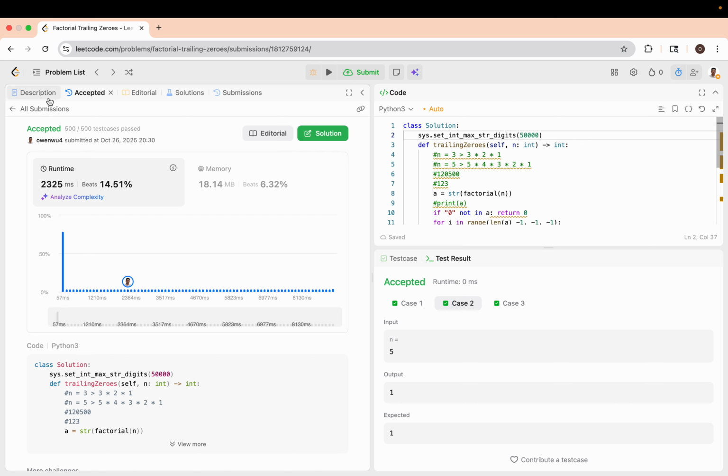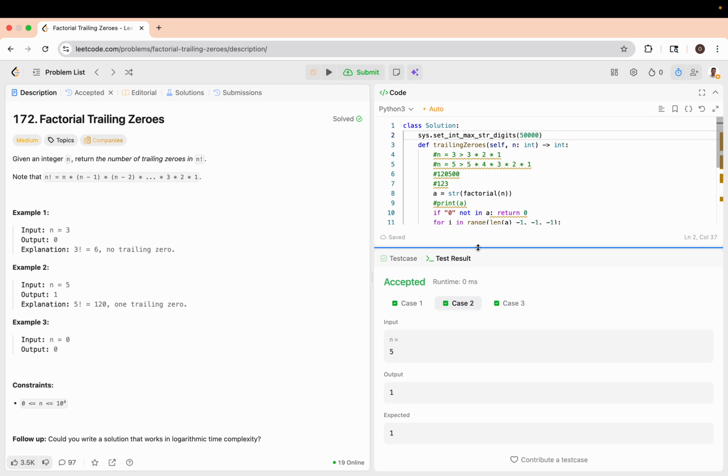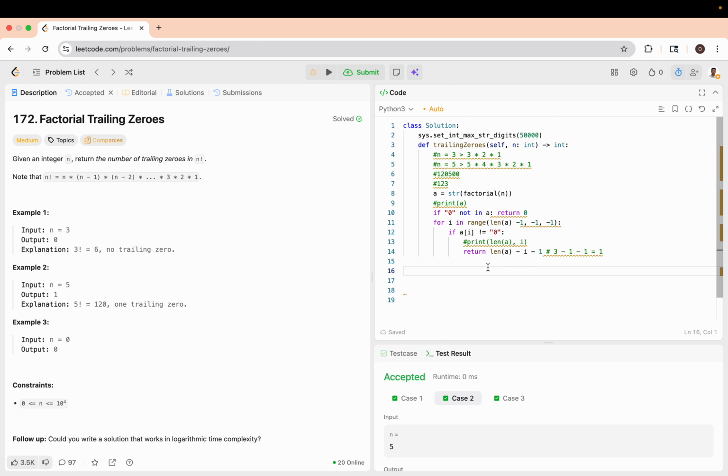So again, I'm super happy that I was able to come up with my own solution to this question without any assistance after over a year.